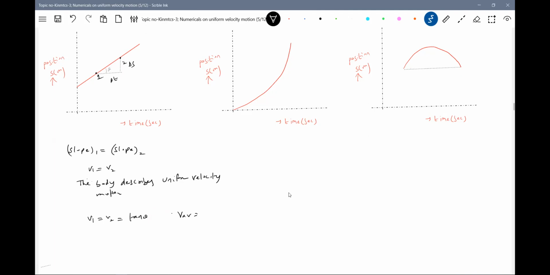And how do you define average velocity? Delta S by delta T. Again, it is also equal to tan theta. From geometry, what can you write? Tan theta equals delta S by delta T. So therefore, what is V average?